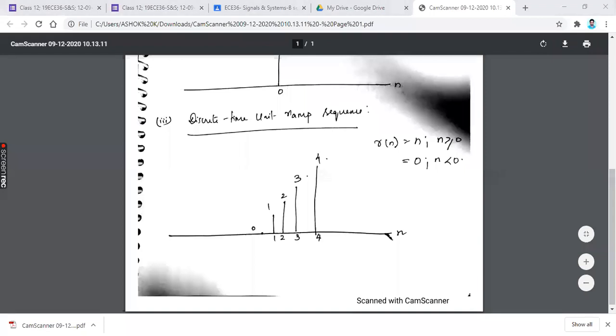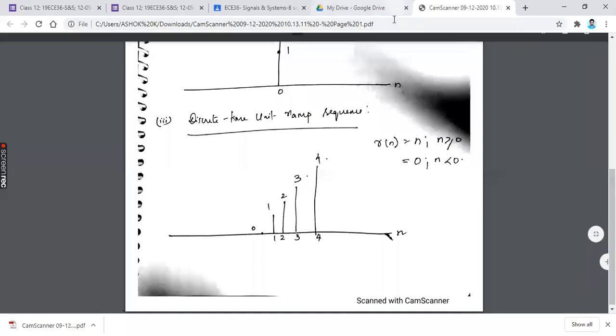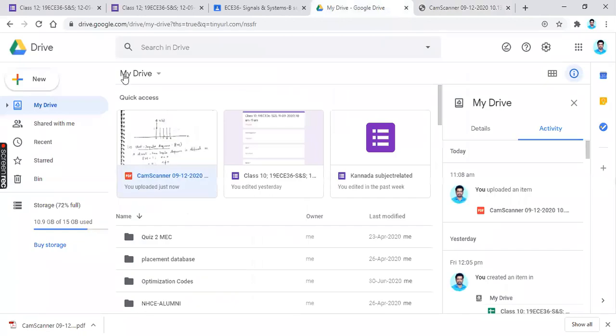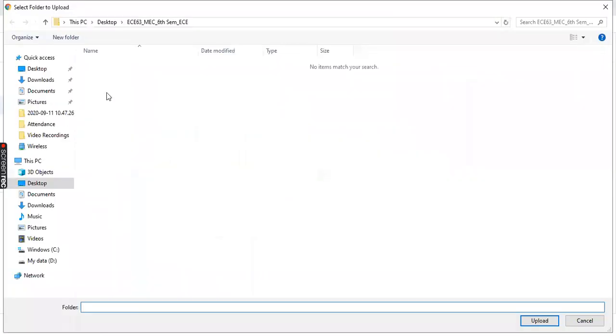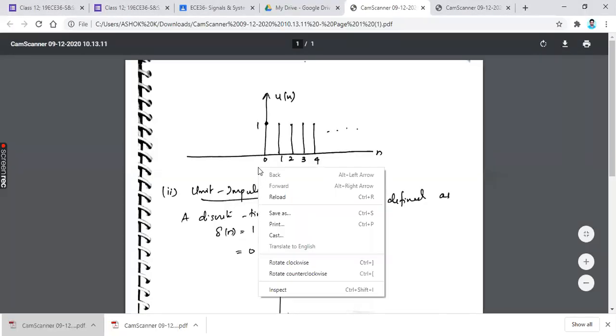It is defined as x of n equal to A cos omega naught n plus phi. A cos omega naught n plus phi. Here, while writing omega, you should be very careful. It is represented as omega naught. So it can be a cos or a sine, because a sinusoidal waveform is nothing but a shifted version of a sine waveform. You can represent it in terms of cos, or in terms of sine, because the shape is going to be the same. Only some sort of shifting is happening. Otherwise, it is the same.